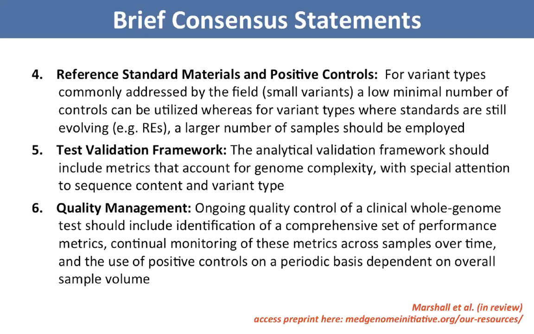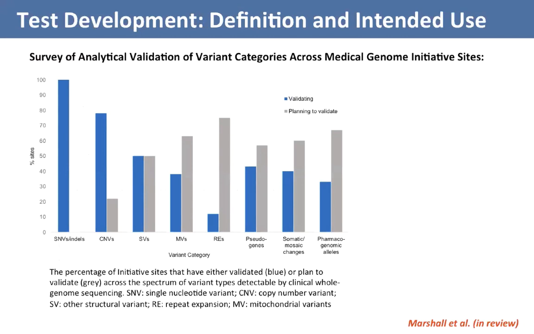And then finally, quality management. One question that we were stuck with was how often you need to run positive controls. Because genome sequencing gives you so much data, it was felt that ongoing quality control should include the identification of a comprehensive set of test performance metrics and the continual monitoring of these metrics. If they meet a certain level, then it's usually okay. Over time, you can use positive controls on a periodic basis, depending upon overall sample volume. This is one of the recommendations we're making, rather than running a positive control for every single batch. So that outlines some of the brief consensus statements that came out.